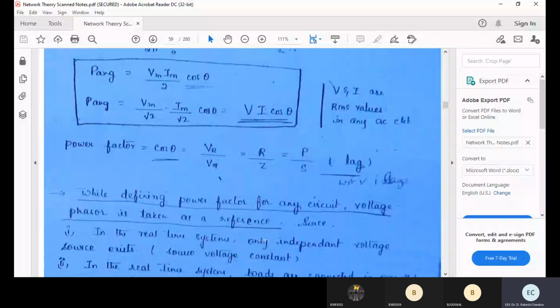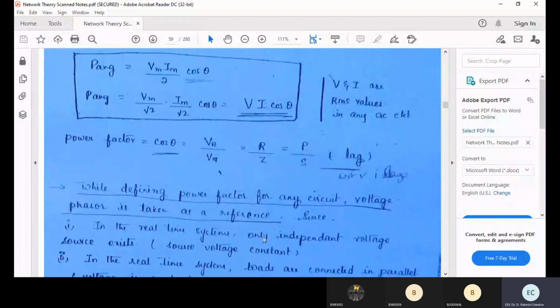While defining power factor for any circuit, the voltage phasor is taken as reference, and with respect to it we see whether current leads or lags. If current leads the voltage, it is a leading power factor. If current lags the voltage, it is a lagging power factor. By default, an inductive component always has lagging power factor, and a capacitor-based circuit has leading power factor. In any circuit, if capacitor dominates, it must have leading power factor. If inductor dominates, it must have lagging power factor.